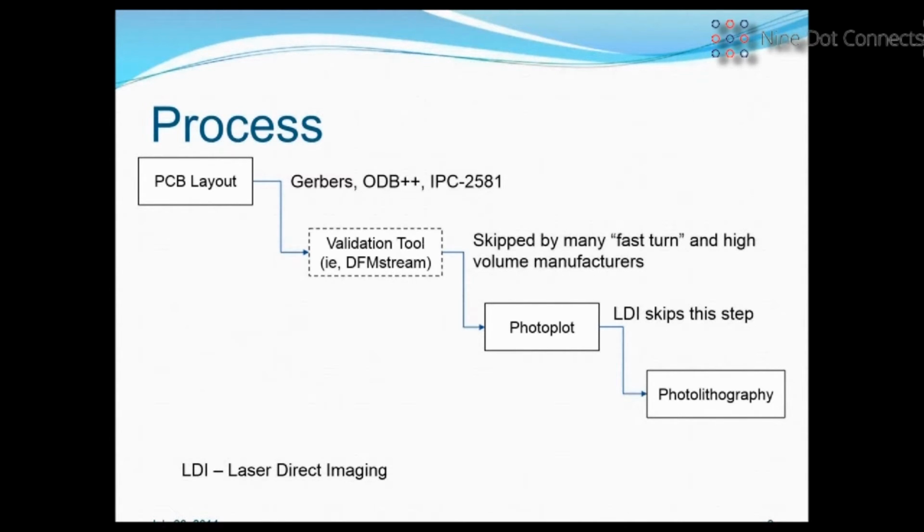Okay. So once you've gone through validation, if you do it, and I do encourage you to do it, we have to do something called a photo plot. And the best way to understand a photo plot is to think of it as an old-fashioned transparency.